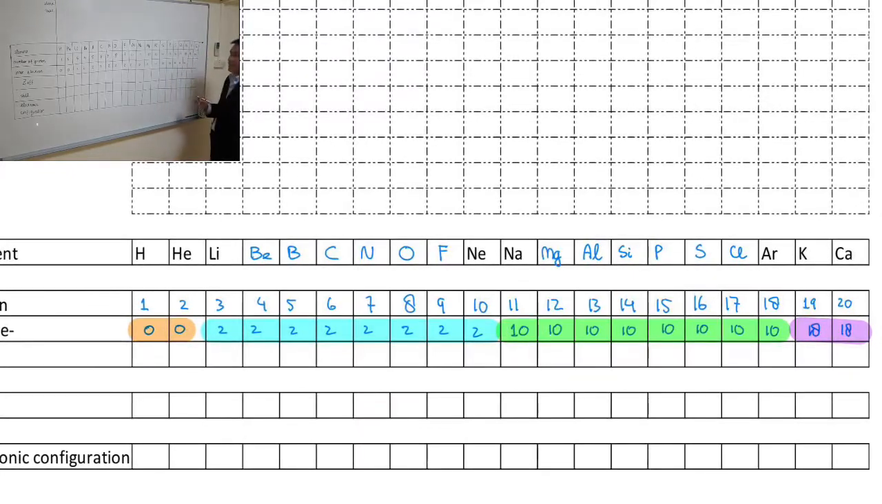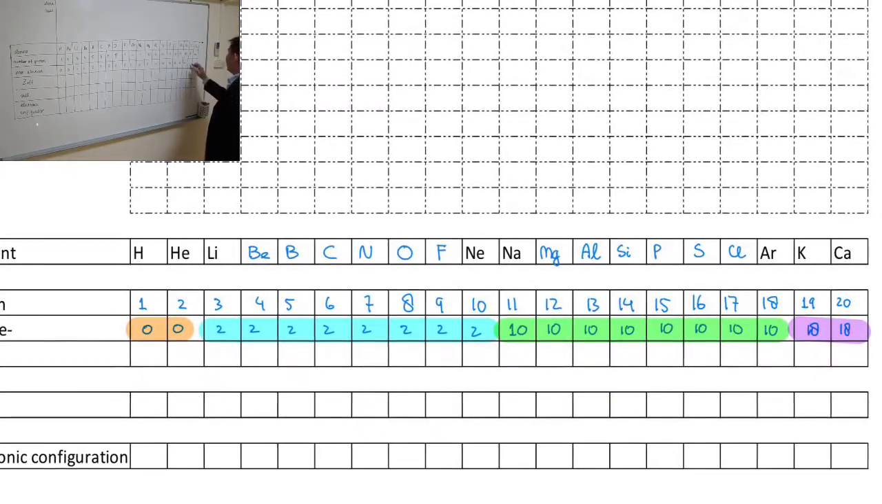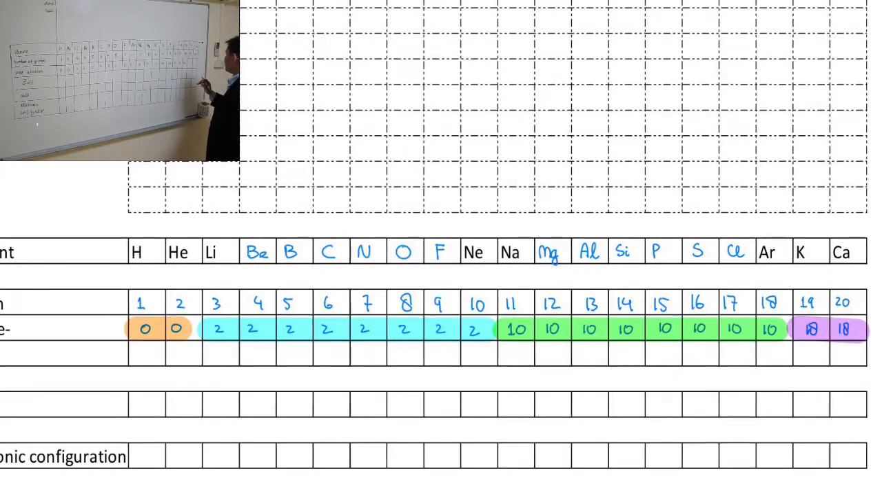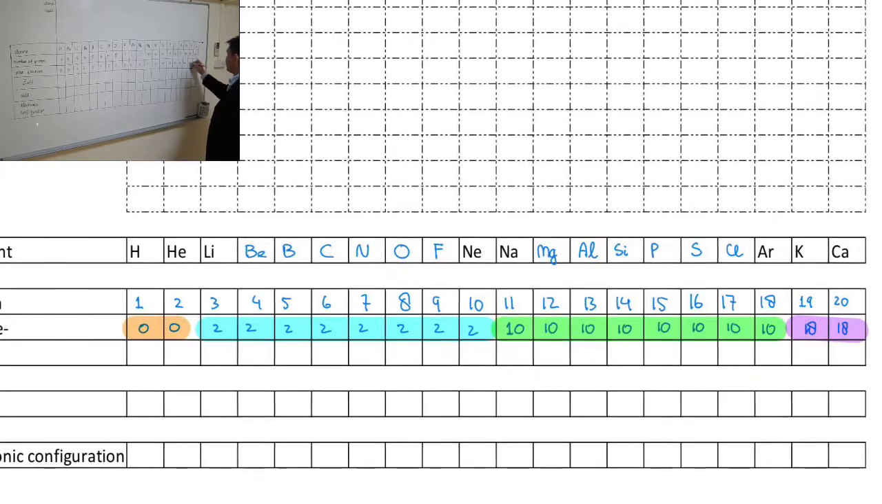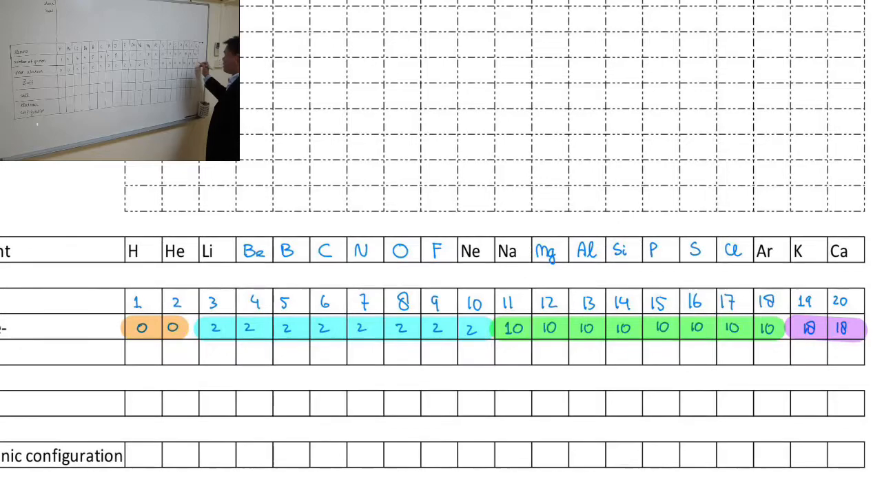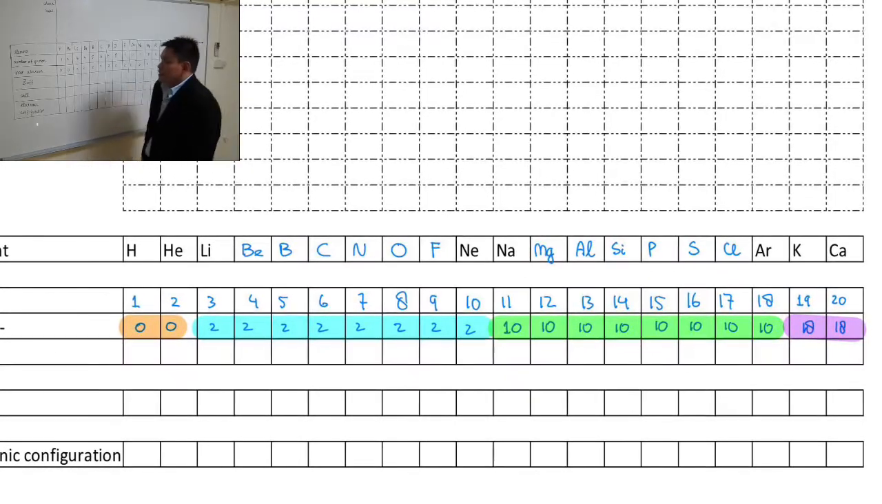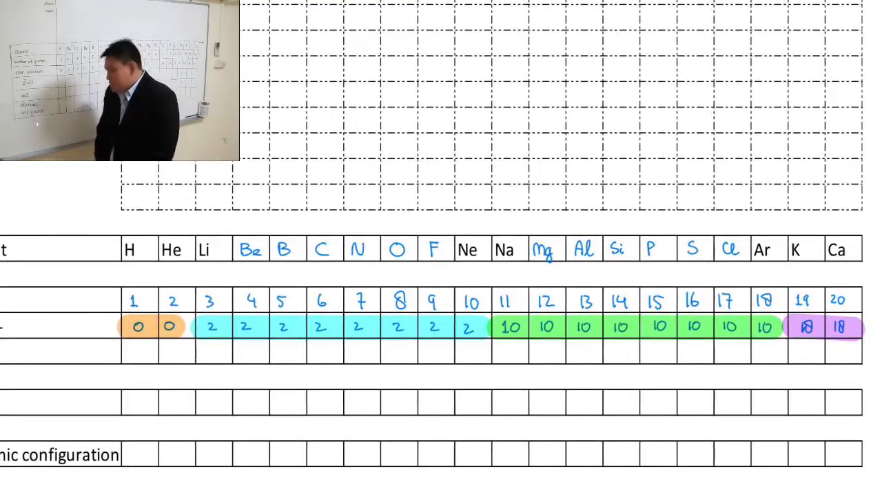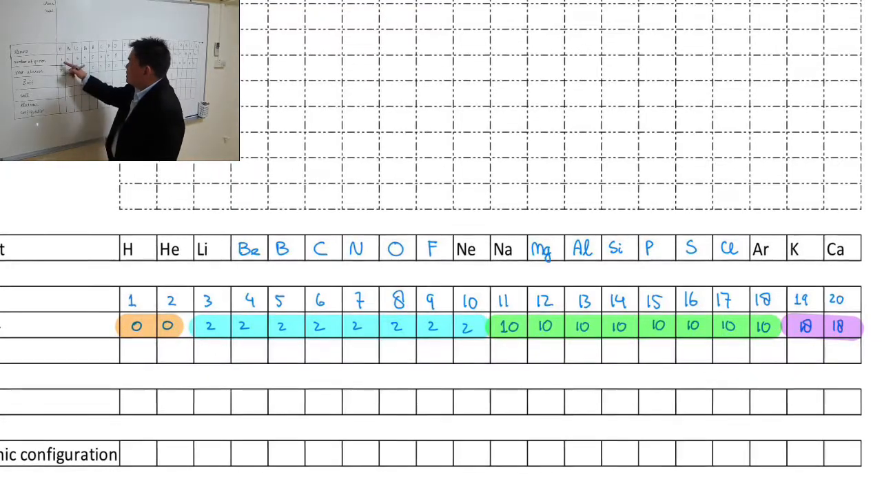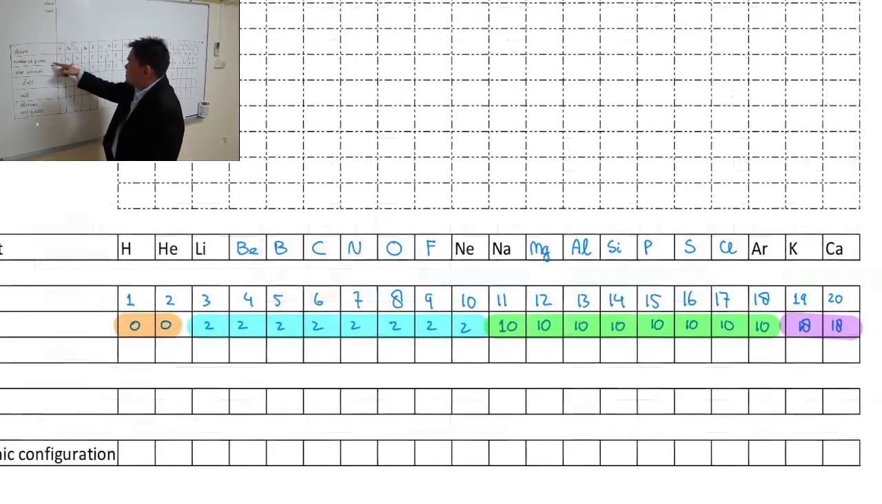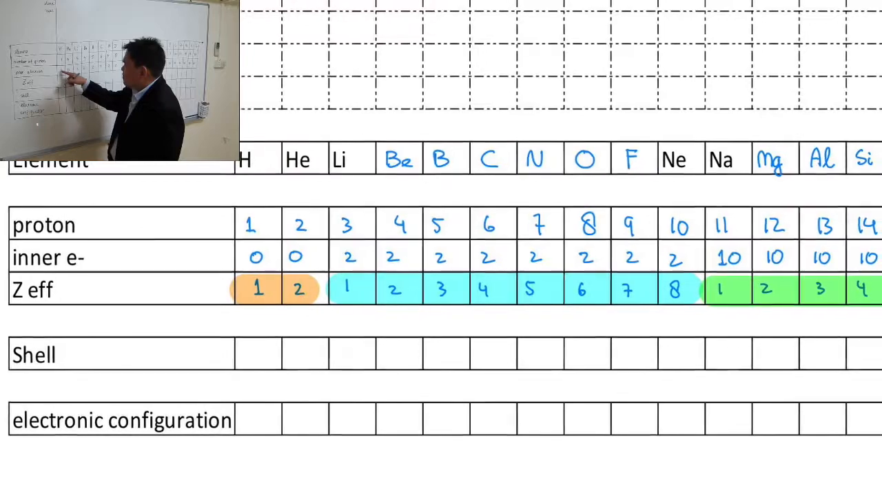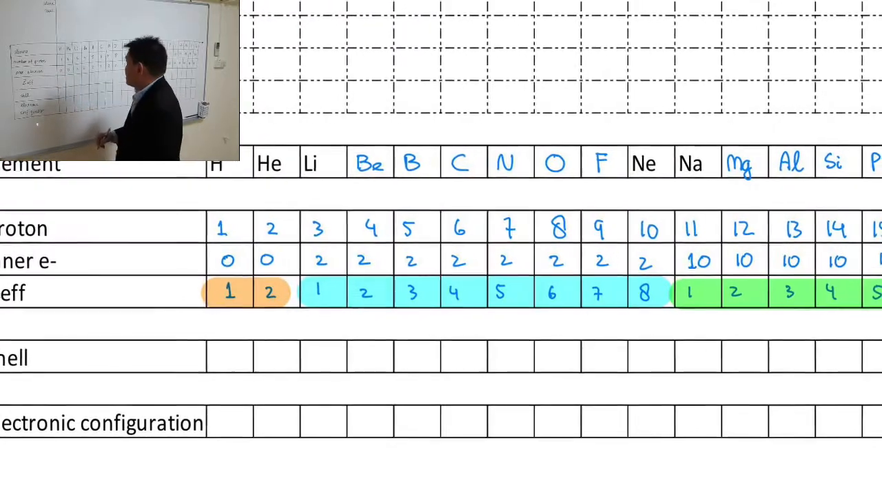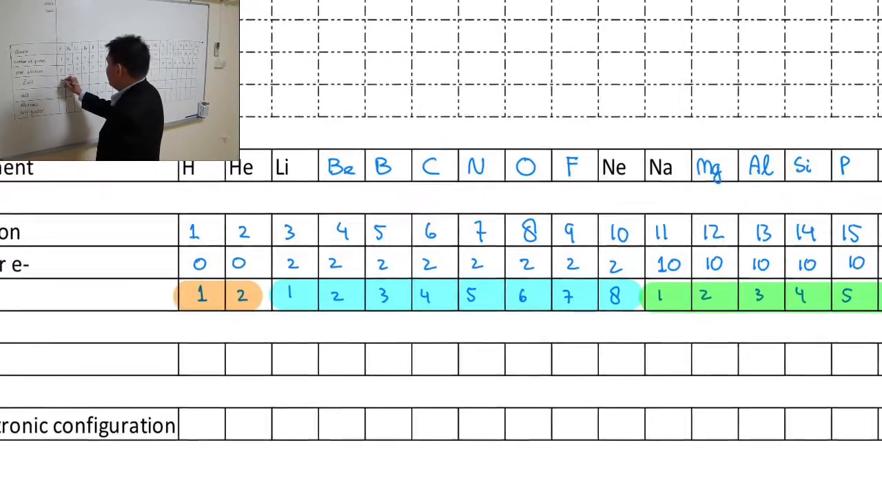Potassium and calcium are in the fourth period. So there will be 18 electrons on the inside. Effective nuclear charge is very easy for us to calculate. We just minus away the number of protons and we minus the inner electron. So it's easy for us to do.